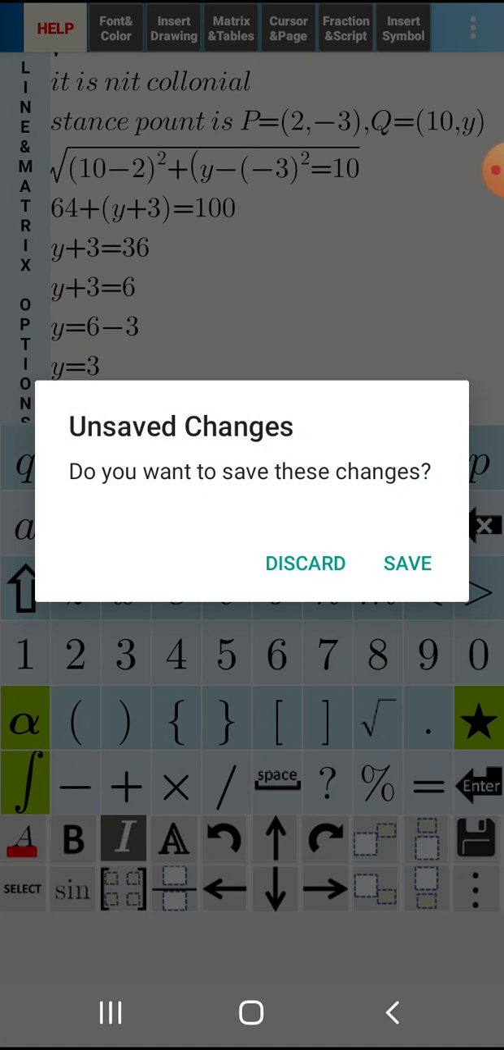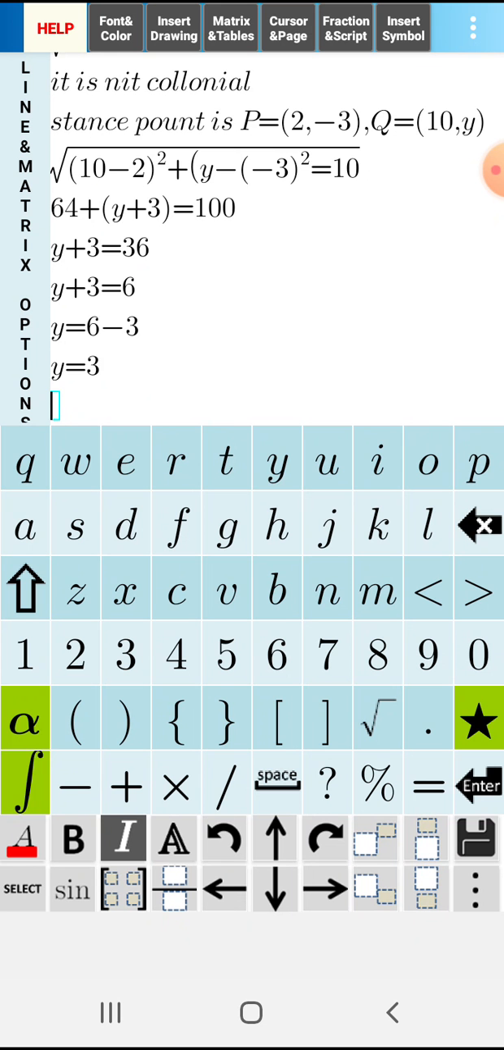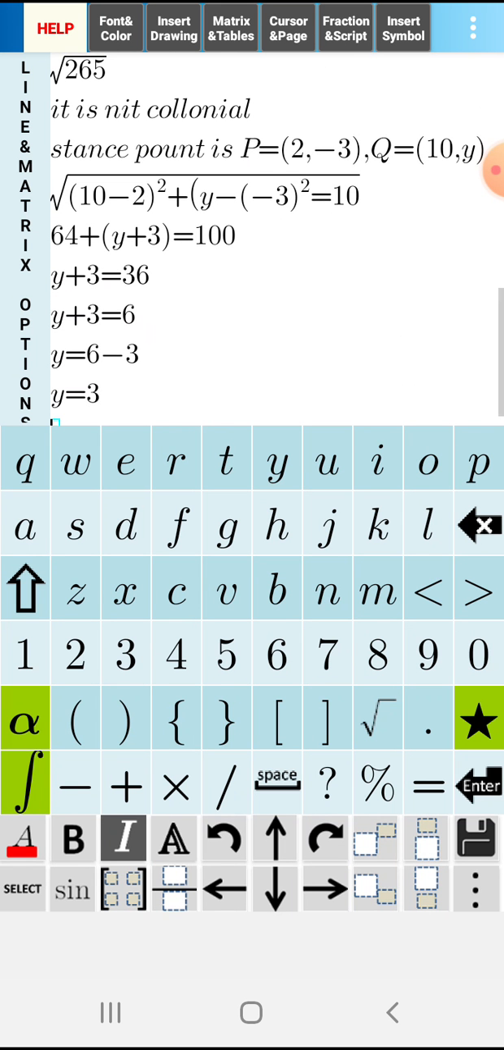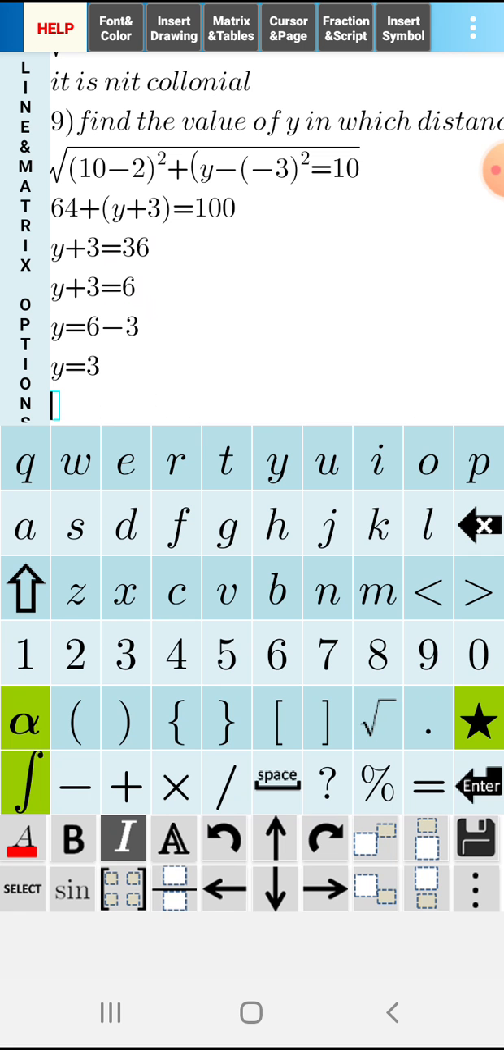There are two more problems in your textbook, so solve those. If you want more problems on this, I will give you.